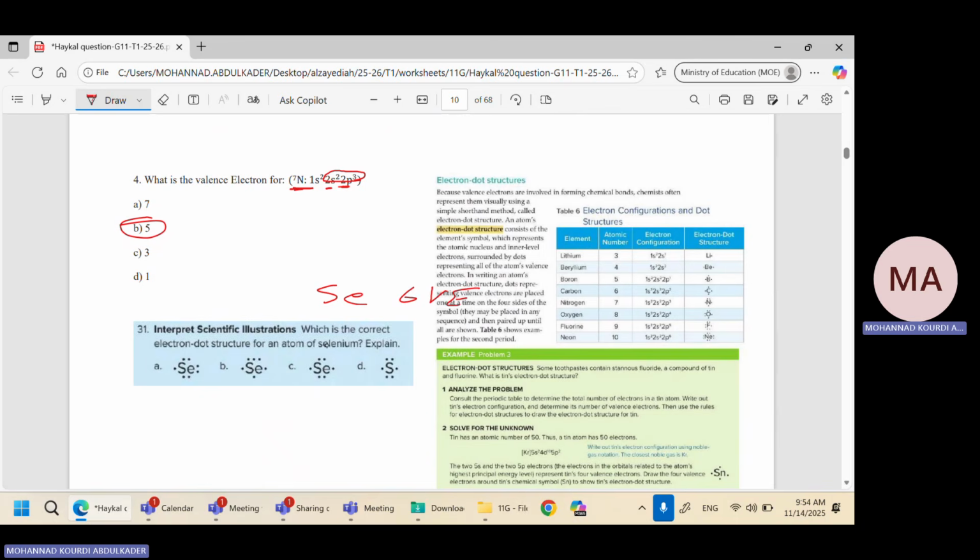Which is the correct electron dot structure for a selenium atom? D is completely wrong because it's not the element symbol for selenium, because S is for sulfur. And here in A, I have 7 electrons, so it's wrong again because selenium has only 6. B is not correct. Why? Because I have 3 electrons there, and the maximum number of electrons on one side is 2, not 3. So the correct answer here will be C.